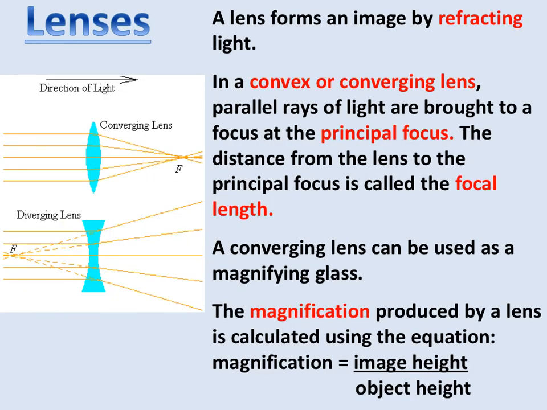We're now going to look at lenses. A lens forms an image by refracting light. What you need to know about lenses is there are two types. There are converging lenses, as shown here, and there are diverging lenses, as shown here. A converging lens is also known as a convex lens. What a convex lens does is it brings parallel rays of light, so you can see the light comes in parallel to the lens, and it brings them all to a focal point, or a principal focus.